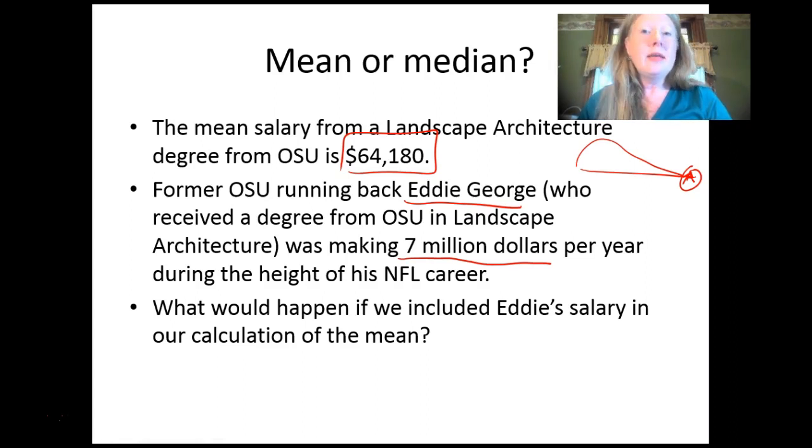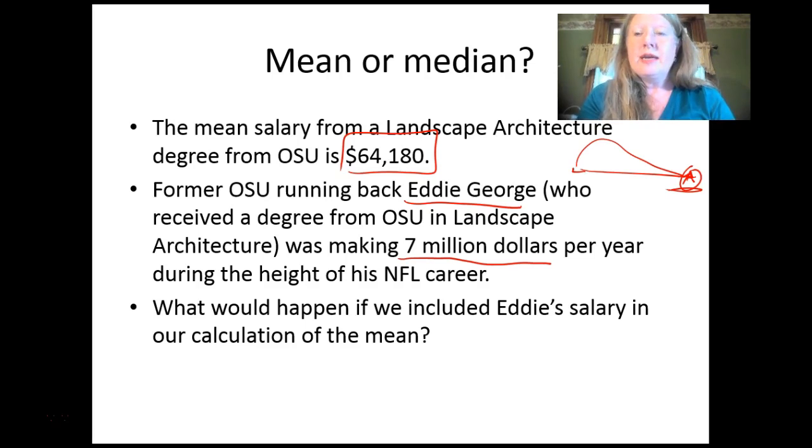So again, the important point here is that when we compute the mean, every single value in the data set goes into computing that. And the mean can be inflated if we have a very high outlier like we would with Eddie George, or the mean can be deflated if we have a very low outlier. So the mean can be lower than maybe what it should be without that outlier included.